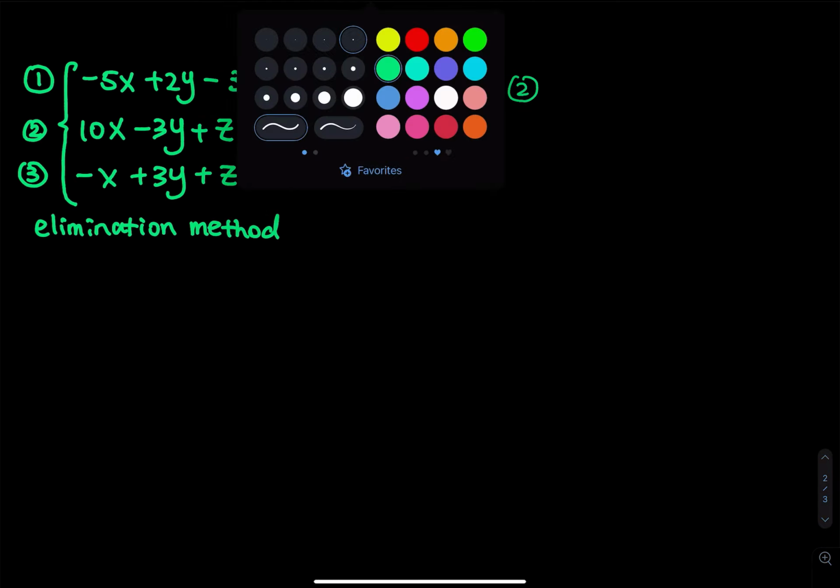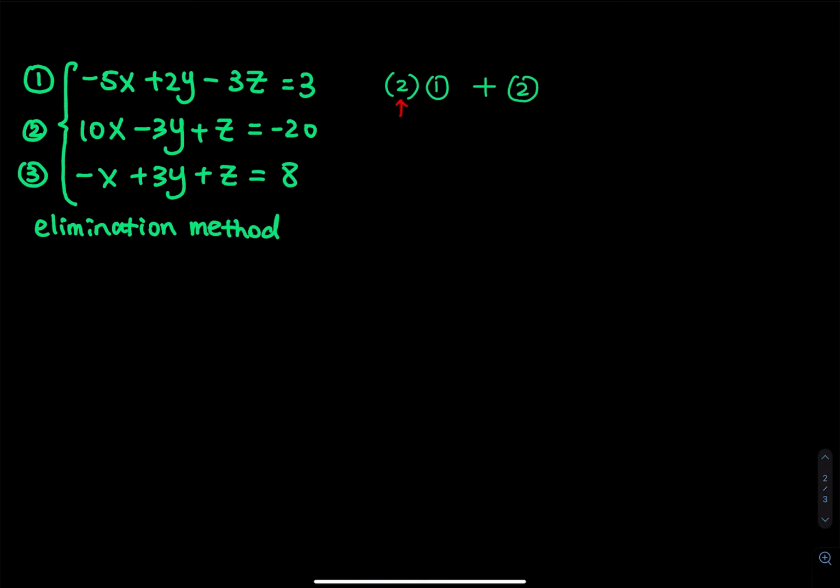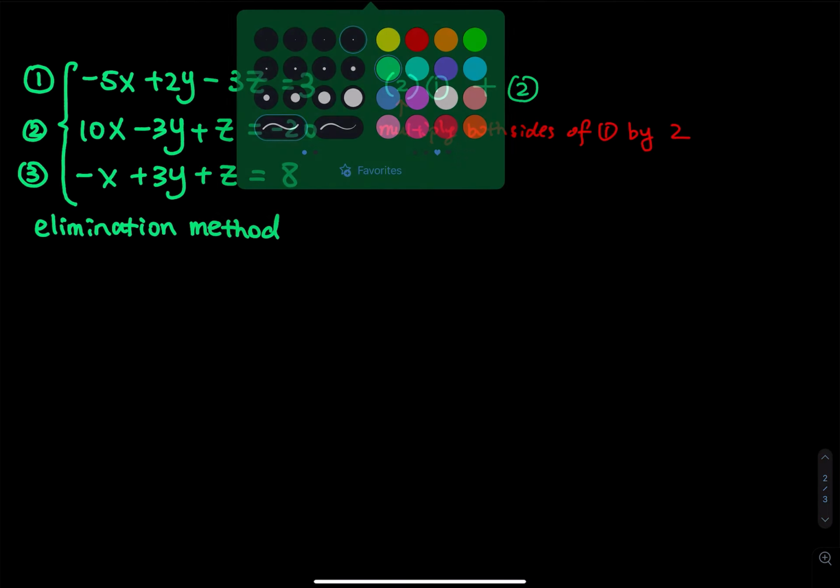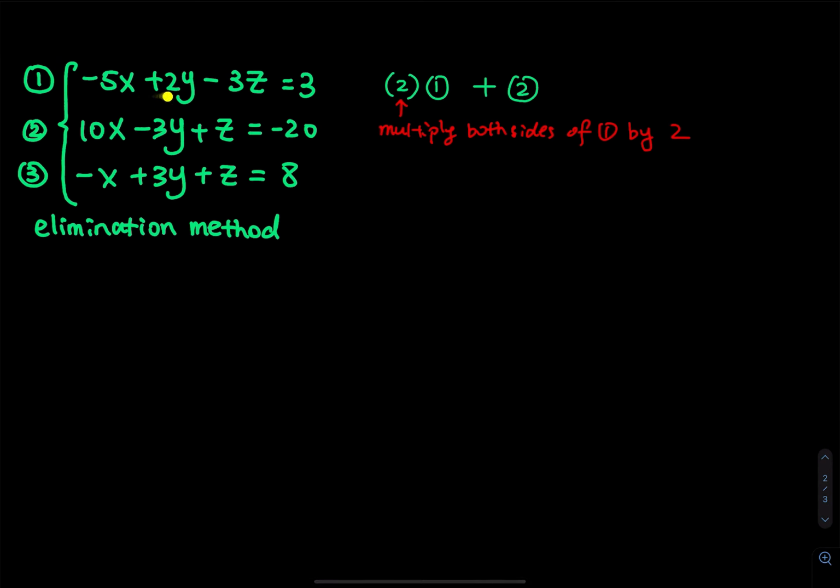So this is 2. Let's state this. Multiply both sides of equation 1 by 2. All right, let's do it. Remember, you are multiplying every single coefficient by 2. So 2 times negative 5, negative 10. 2 times 2, 4. 2 times negative 3, negative 6. Also, 2 times 3 is equal to 6. Equation 2, no change, so 10x minus 3y plus z equals negative 20.